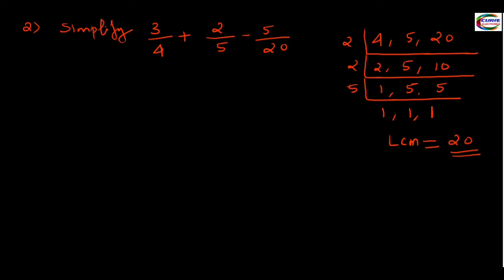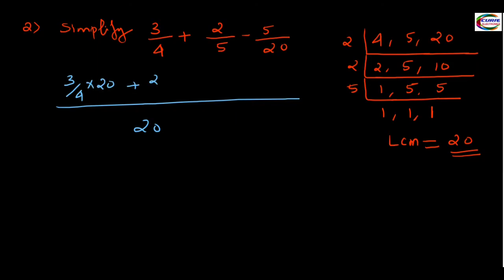Now how do you simplify this? First you write the LCM 20. Then write the first number 3 upon 4 multiplied by 20 plus 2 upon 5 multiplied by 20 minus 5 upon 20 multiplied by 20. This is how you have to simplify. 5 4s are 20, so 5 times. 20 20 cancels, so 1 will be there. No need to write, understood.